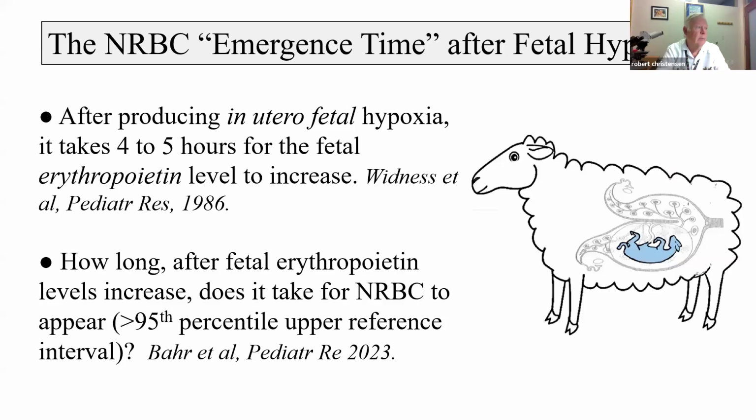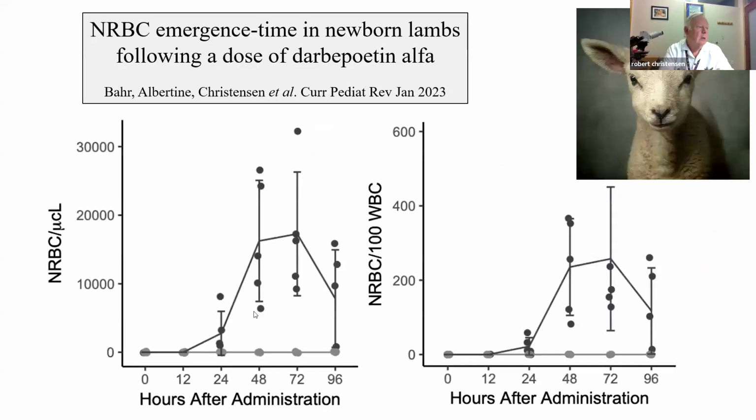These first studies were done by Jack Widness in Iowa. After producing in utero fetal hypoxia, it takes 4 to 5 hours before the fetus starts increasing erythropoietin gene transcription and production of EPO to the point where the blood level elevates. After the EPO goes up following hypoxia, how long does it take before nucleated red cells appear in the blood? This is a study that follows Jack Widness' study to answer that.